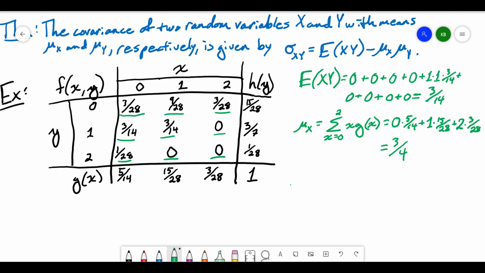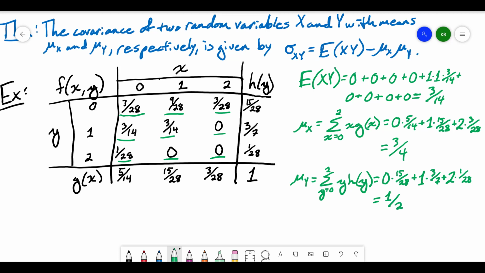Now, if I take my random variable y to find the mean there, I'm going to be taking the sum over all the y values, so from 0 to 2, of y h of y. So when y is 0, h of y is 15/28. When y is 1, h of y is 3/7. And when y is 2, h of y is 1/28. So when I take those products and then that sum, I end up with a mean of 1/2 for my random variable y. So now I just use the theorem and plug stuff in.